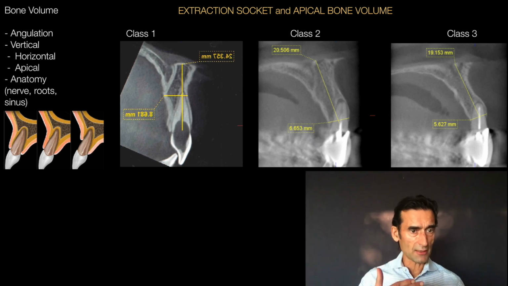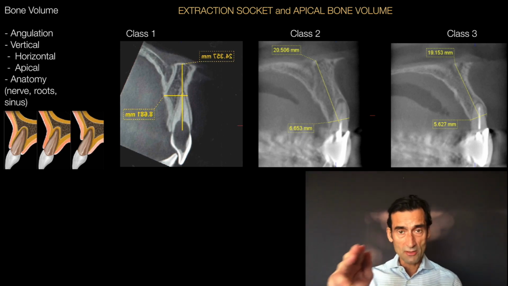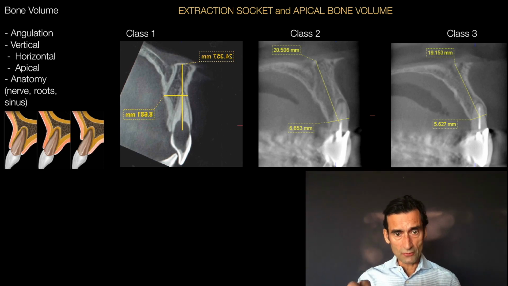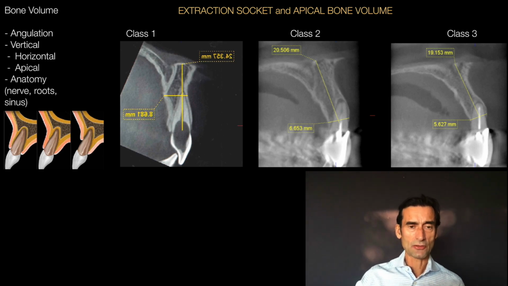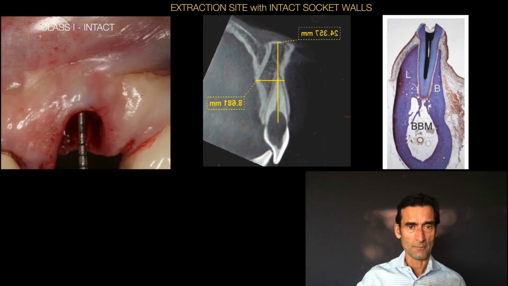So think about really the anatomy of the alveolar process. Where's the palatal bone? Where's the buccal bone? Where's the apical bone? And how does the root of the tooth differ in position with the future implant? Because the future implant has to follow the crown emergence, especially when you're dealing with an aesthetic case. So class 1, class 2, and class 3 are important.